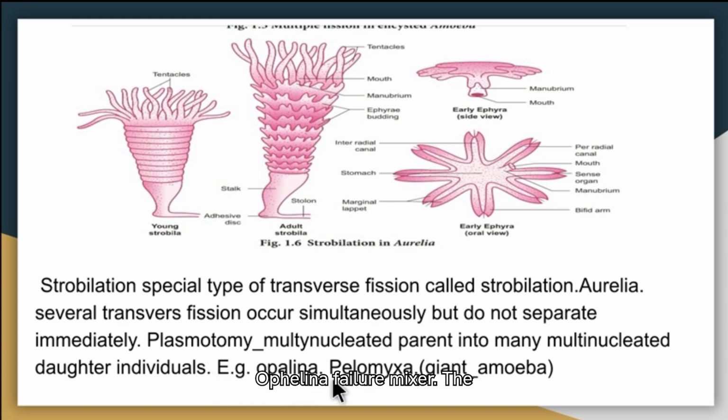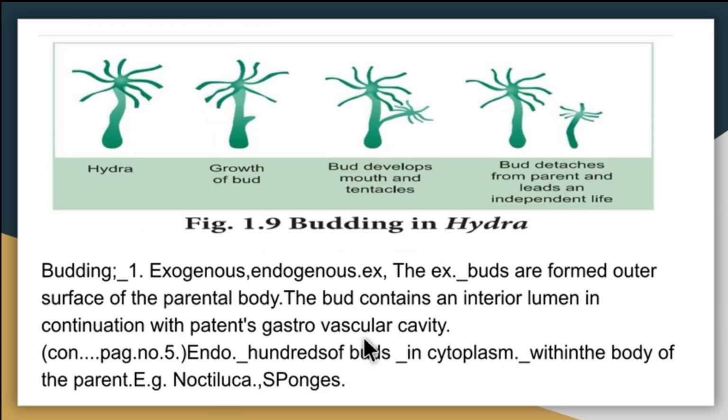Example, Opalina, Pelomyxa. The other name is giant amoeba. Please observe the diagram. Please see the first one. Budding is divided into two types: one is exogenous, another is endogenous. Example, the exogenous: the buds are formed on the outer surface of the parental body. This is the parent.